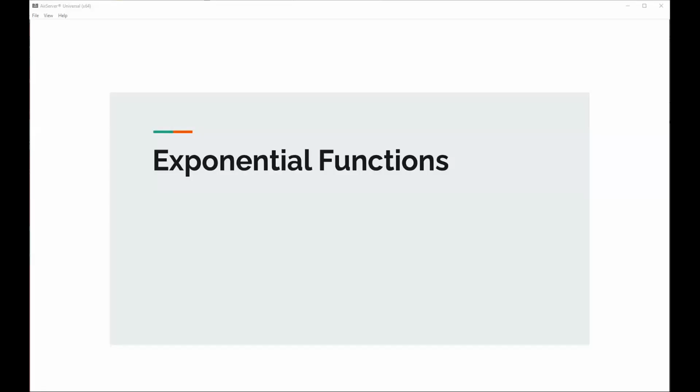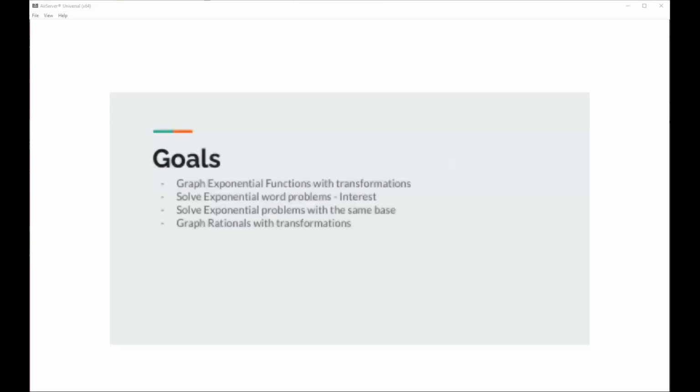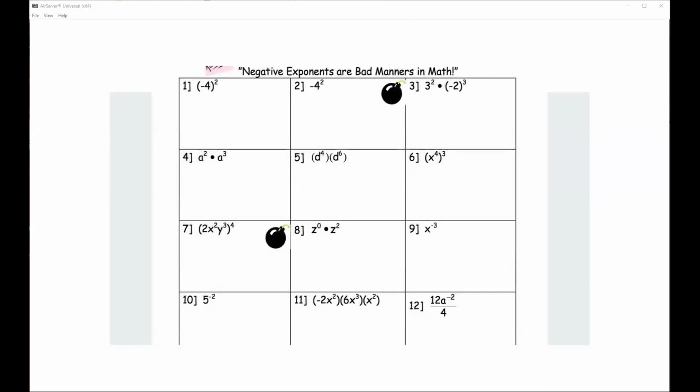Okay. So again, as I mentioned before, 4 goals before the next knowledge check. I'm going to add logs, or I'll probably add logs, but graph exponential functions with transformations, solve exponential word problems, interest, as could be interest rates, solve exponential problems with the same base, graph rationals with transformations. So we'll do all of that by the time March 30th happens. Okay. All right. Here we go.